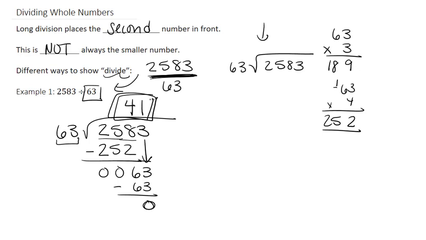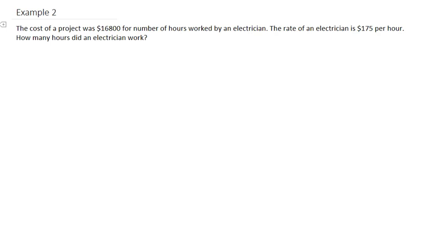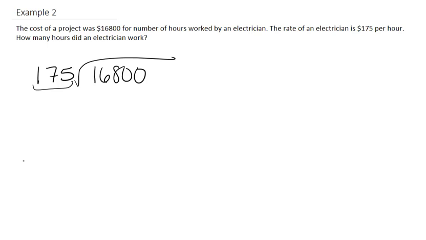Now let's look at another example. Example 2. The cost of our project was $16,800 for the number of hours worked by an electrician. The rate of an electrician is 175 per hour. How many hours did an electrician work? What we're doing is taking the 16,800 and dividing it by 175. So we look at 175 and we see how many times it can go into this other number. Now we can't go into 1, it can't go into 16 as it's still larger. And we look at the first 3 digits, 168, and we notice that 168 is less than 175. So this is still not what we can do. So then we need to extend it to the next 4 digits.